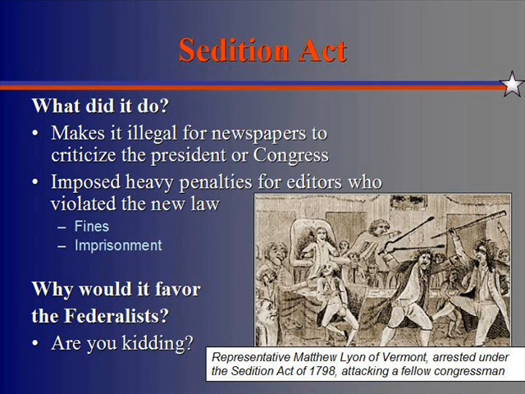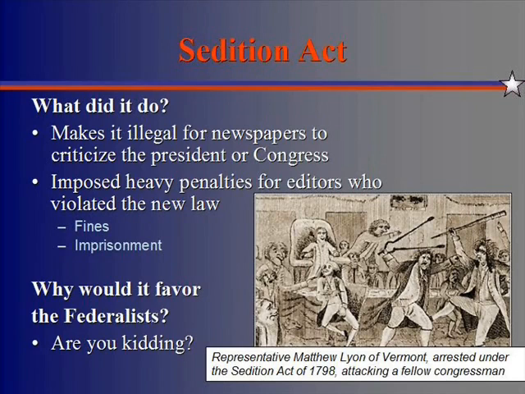The third and final law or act that was passed to punish the Democratic Republicans is probably one that I think is the most egregious. That means it's the worst, and it's the Sedition Act. Now, what did the Sedition Act do? It made it illegal for newspapers to criticize the president or Congress, and it also imposed heavy penalties or fines for any editor that violated this law.